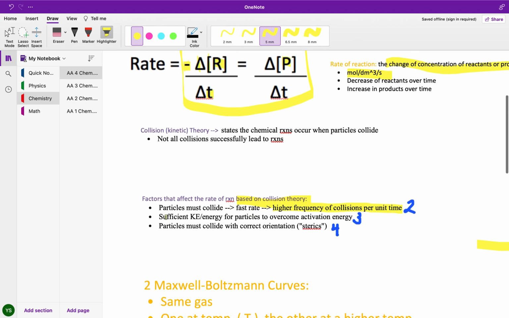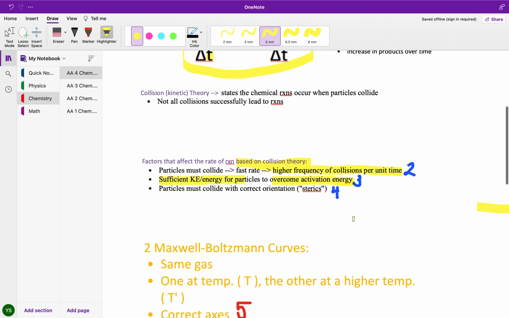The second factor is that there must be sufficient energy for particles to overcome the activation energy. The activation energy is the energy needed for a chemical reaction to occur. As a result, particles must have enough energy to overcome the activation energy for the reaction to be successful. The third factor that affects the rate of a reaction is that particles must collide with correct orientation or geometry. This is also known as sterics.